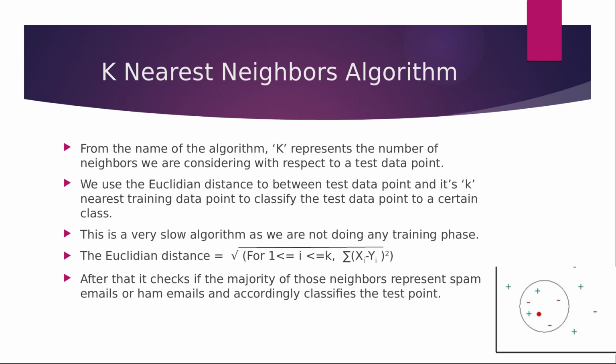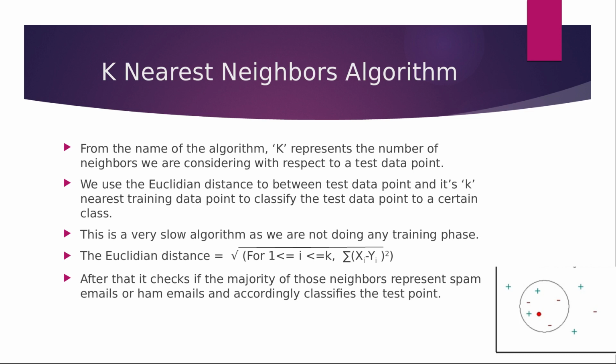The k here represents the number of neighbors we are considering with respect to the test data point. We use the Euclidean distance to calculate the k neighbors. This distance is basically the distance between the test data point and the neighbors. The formula for this is given in this slide and we can see it on the screen.